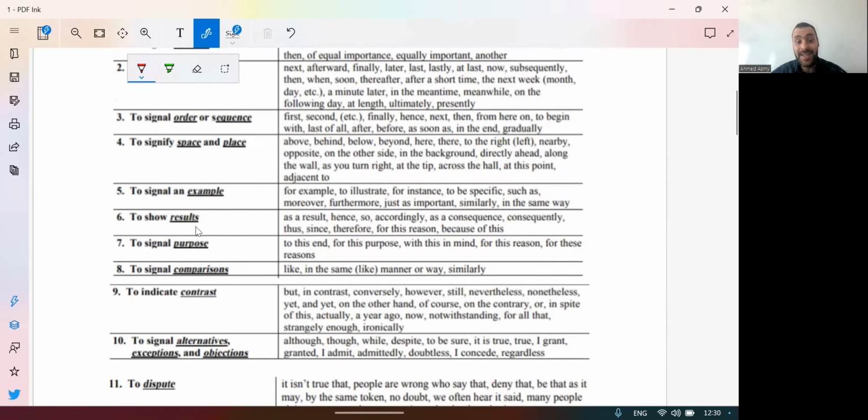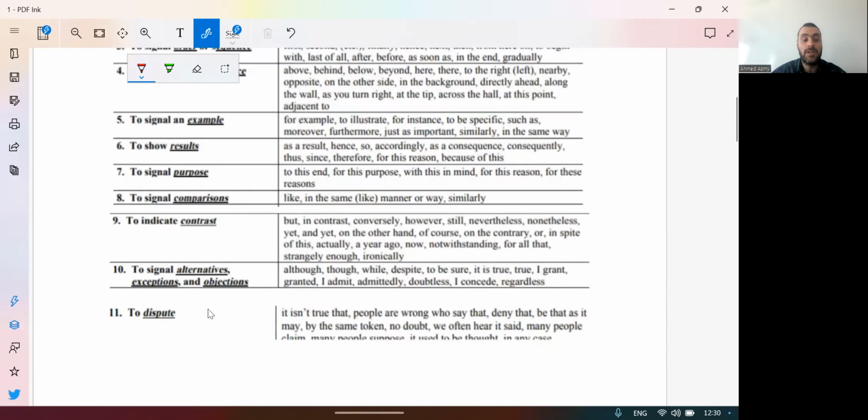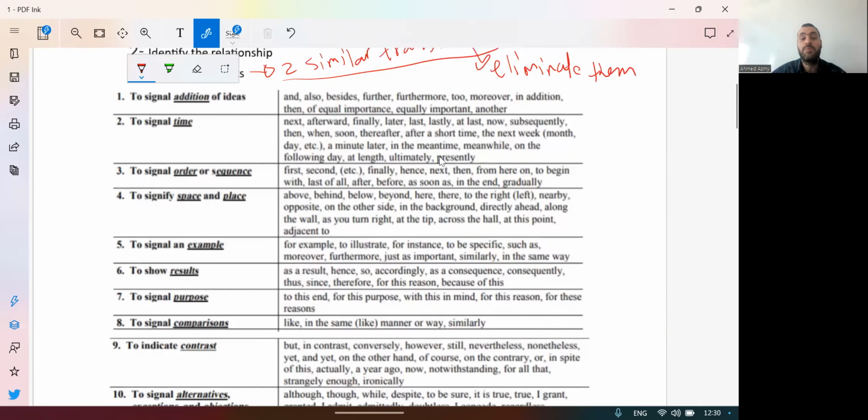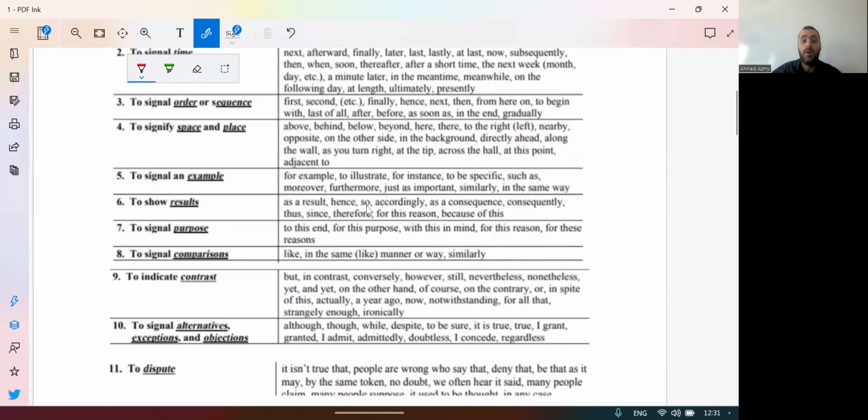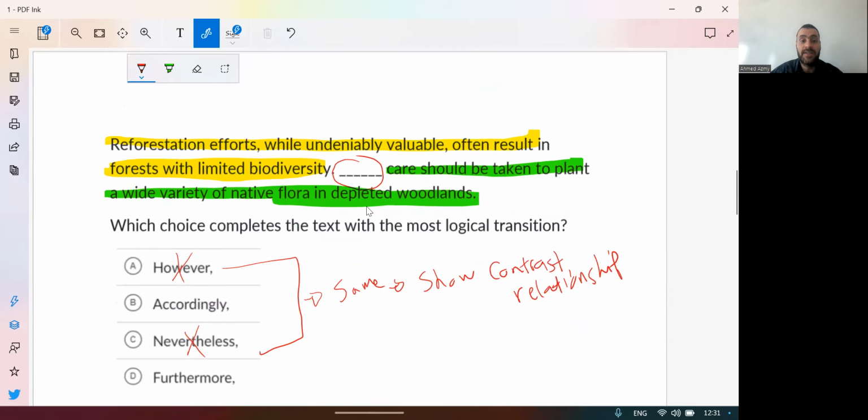Some will be for cause and effect, for showing the results: as a result, hence, accordingly, consequently, since, therefore, for this reason, because of this. Purpose, comparisons, contrast, alternatives, dispute. You need to memorize and understand every single one of them to be able to answer the transitions. Okay, let's start with the examples.